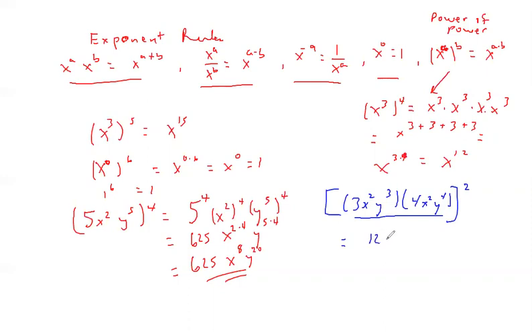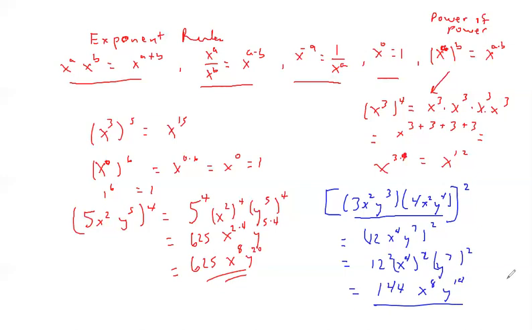And you should have got 12 x to the 4th, y to the 7th: 2 plus 2, 3 plus 4, 7, 4. And then we're going to square that. So I'm going to have 12 squared, x to the 4th squared, and y to the 7th squared, which is then 144 x to the 8th, y to the 14th. I believe that's correct.